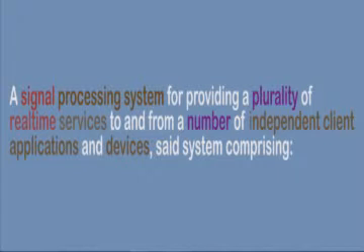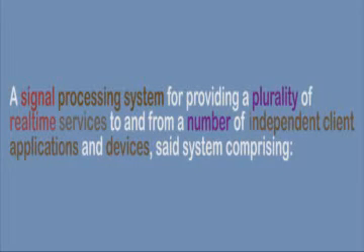So let's now move down to Claim 1, and taking a look at the preamble, it says a signal processing system for providing a plurality of real-time services to and from a number of independent client applications and devices. And then it says said system comprising, and then it goes into more detail in the claim. So what is this preamble really talking about here?